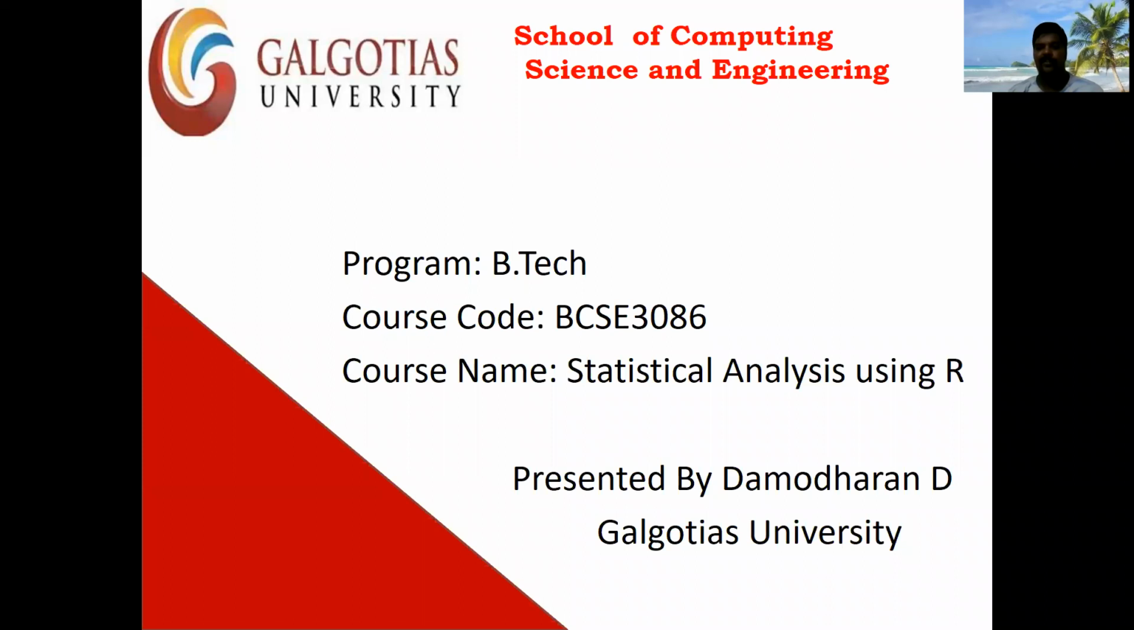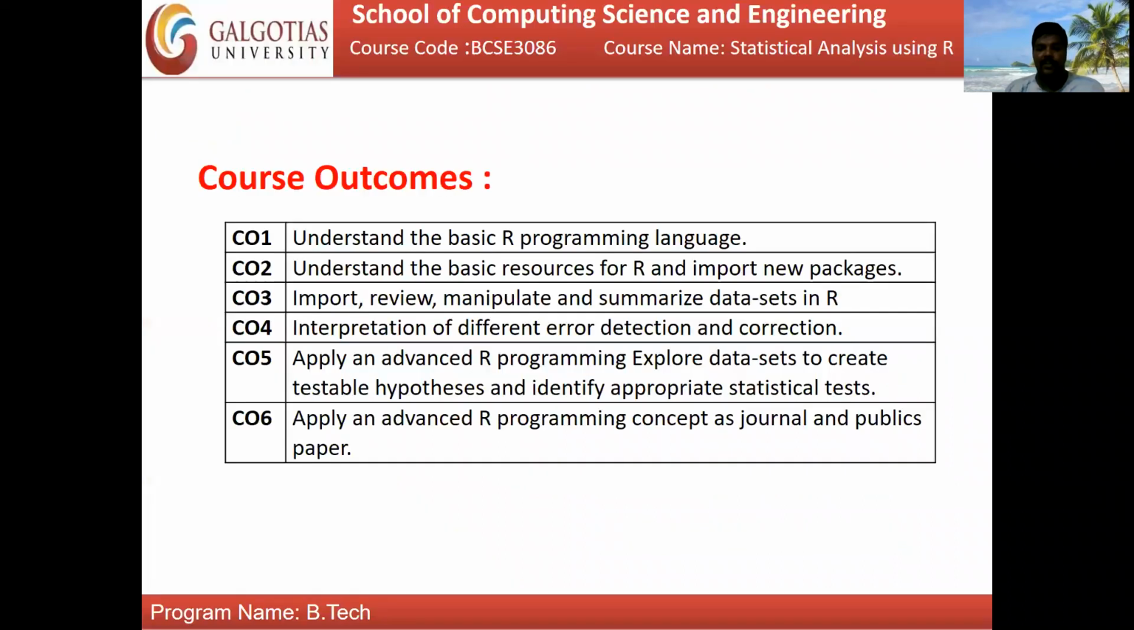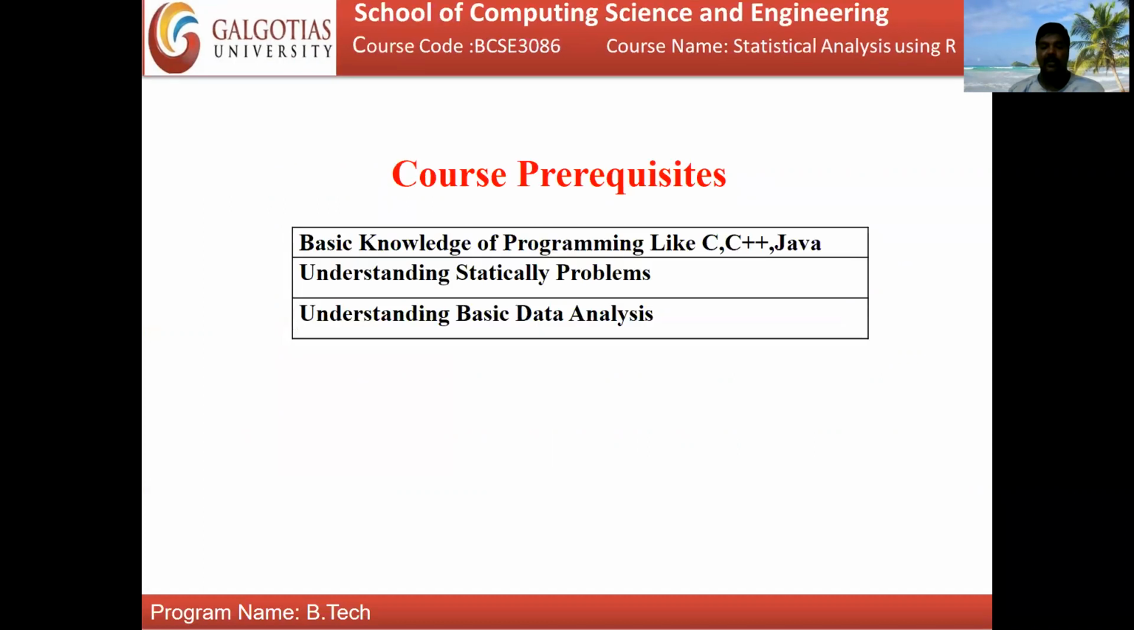For today's subject, we have started statistical analysis using R programming. For this course, there are a total of six COs, that is, course outcomes. For the first course outcome, that is the very basic part, we have studied the basic knowledge of this subject, for understanding all the basic programming languages. Before starting this subject, we should have a little programming knowledge.